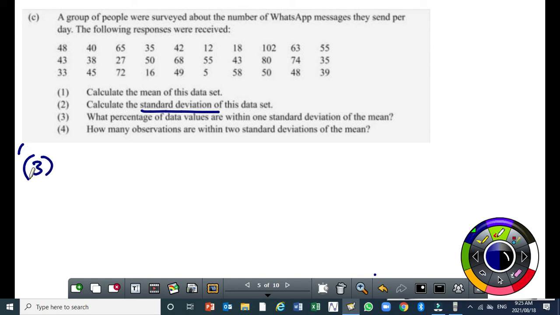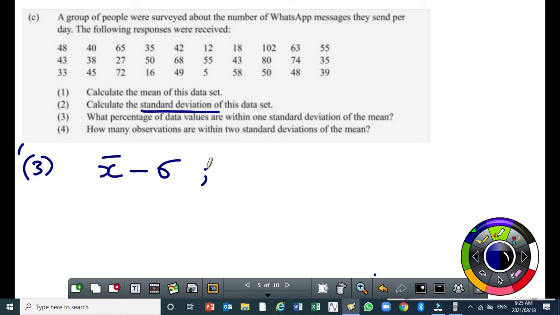Okay, by one standard deviation, we are saying there is a value, or there are values that are less than the mean by one standard deviation. So it will be x bar minus sigma. This is the minimum of that interval.